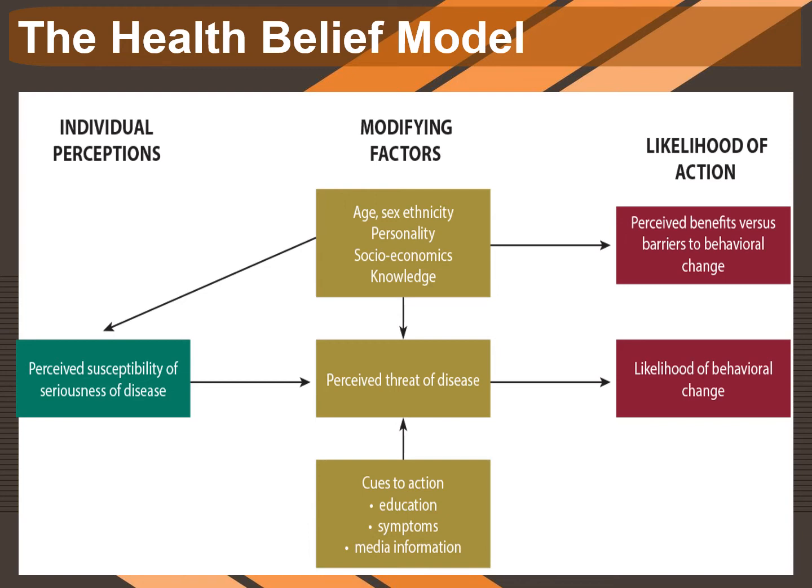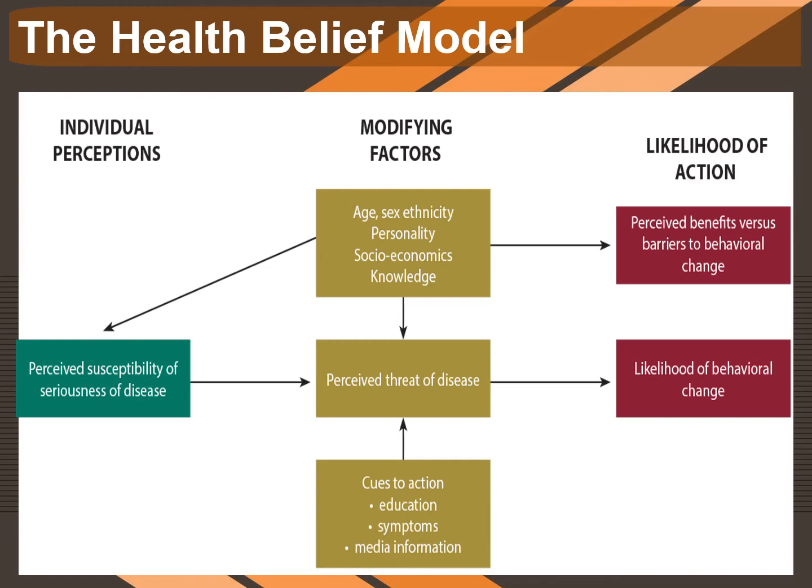So, HBM suggests that a person's belief in the personal threat of an illness or disease, together with a person's belief in the effectiveness of the recommended health behavior or action, will predict the likelihood that the person will adopt the behavior. As you can observe here in the figure, we have the individual perception, the modifying factors, and of course, the likelihood of action.